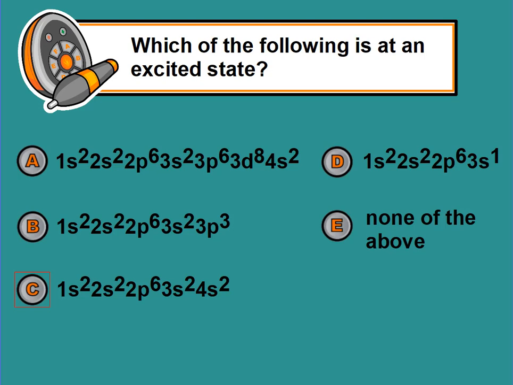This question says, which of the following is an excited state? An excited state means something was skipped. It's not following Aufbau's principle. Something was skipped because it went to an excited state. It's not going to be able to stay in that excited state. It's going to come back down and release energy, but currently something is skipped. So go ahead and pause the video and look at those electron configurations and see which one is skipped currently.